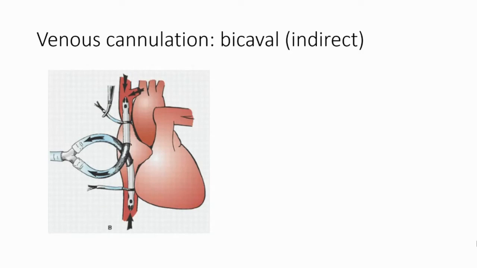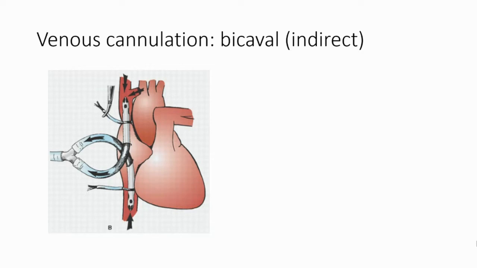So this is the most commonly implemented technique for most operations. Then you have bicaval cannulation, which is where we cannulate the superior vena cava and the inferior vena cava, rather than just cannulating the atrium itself and the inferior vena cava. And in theory, if you cannulate like this, you get better drainage and less blood actually collecting in the atrium itself, as we're intercepting the venous return earlier on in the cycle.